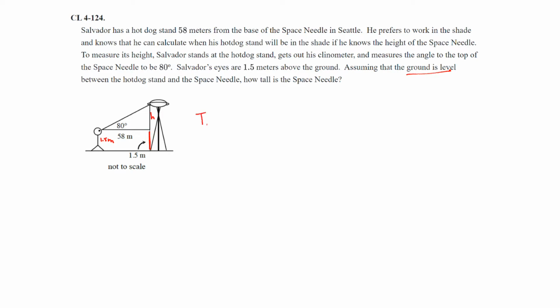So we can use our tangent ratio because we are dealing with a right triangle. So tangent of 80 degrees is equal to h over the 58 meters that the hot dog stand is from the base of the Space Needle. And then we can go ahead and solve for h, and that would be 58 times whatever the tangent of 80 degrees is equal to.